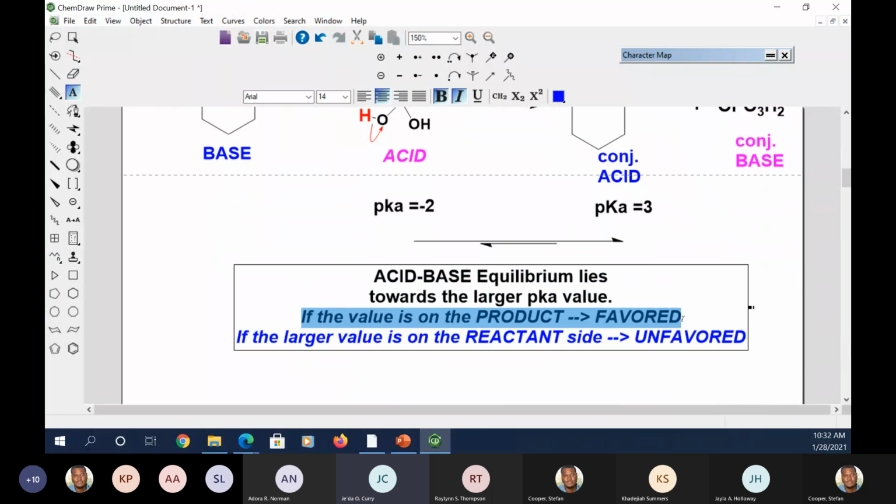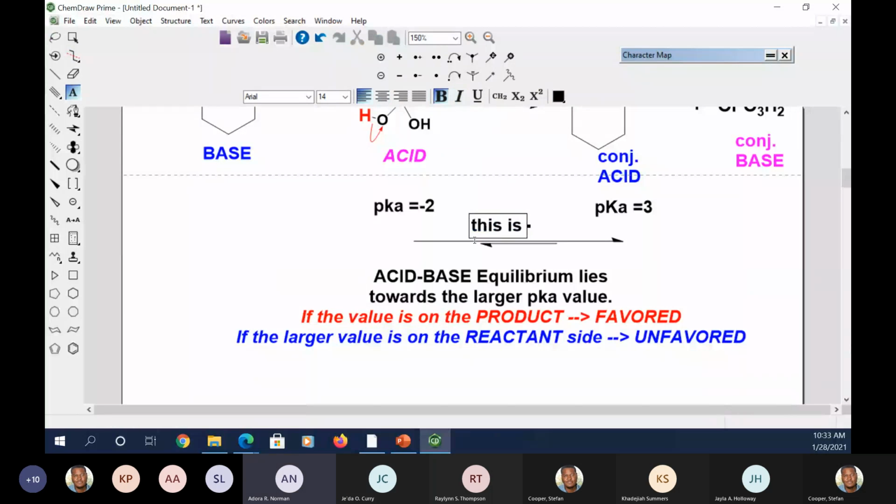Why, if the large value is on the product side, do we call it a favored reaction? Anyone have a good explanation? Because that means the reaction will occur naturally, like you won't need anything to make it go. It favors that direction. That's right. Bingo. That's correct. So good. You guys got the logic that I wanted to make sure you had.